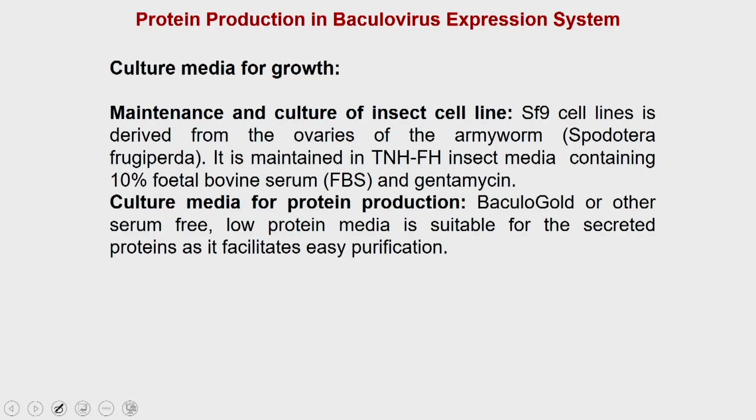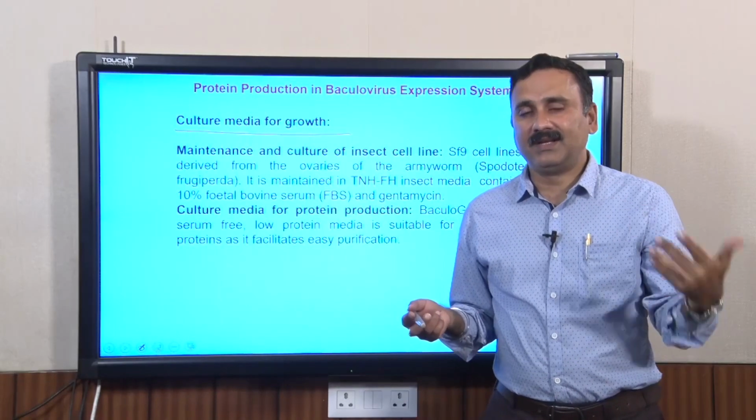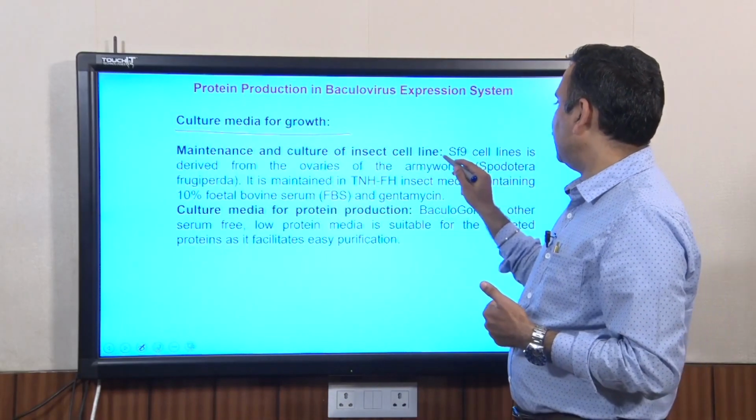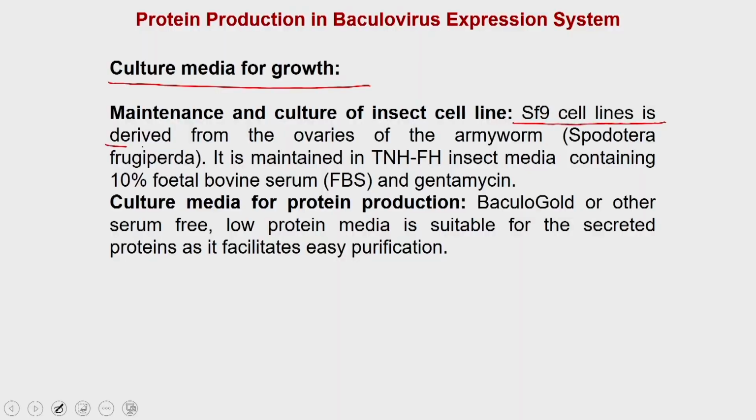Now, once you are done with the screening, you can use these recombinant baculoviruses for protein production. Before you go into the details of protein production, you have to prepare the culture media for the growth. We have discussed different culture media in a previous lecture, which you can use to grow the insect cell lines. So, the insect cell line SF9 is derived from the ovaries of the armyworm and it is maintained in TNM-FH insect media containing 10% FBS and gentamicin.